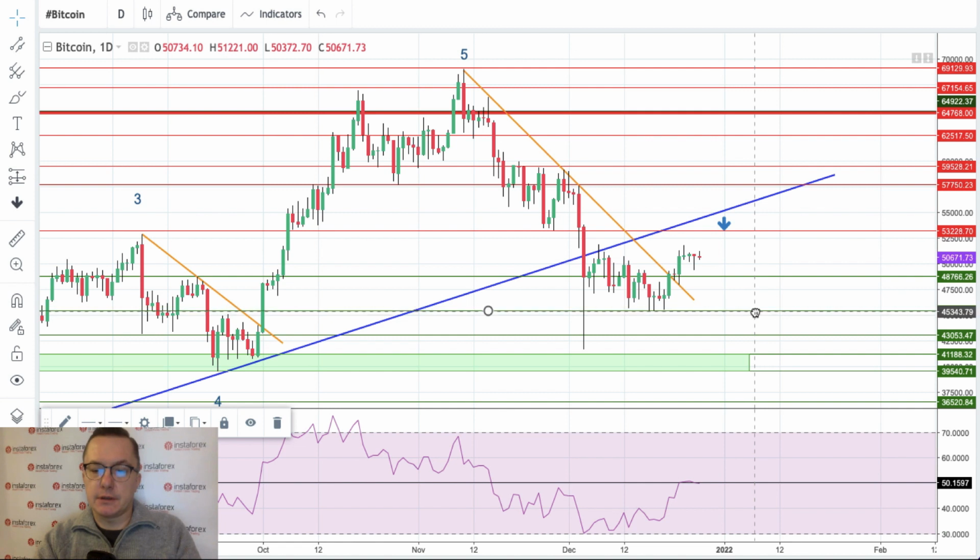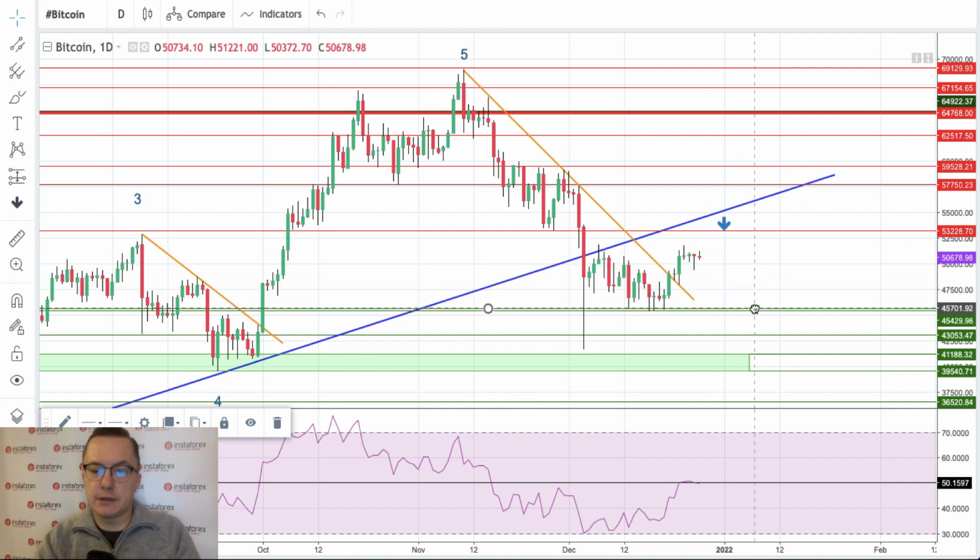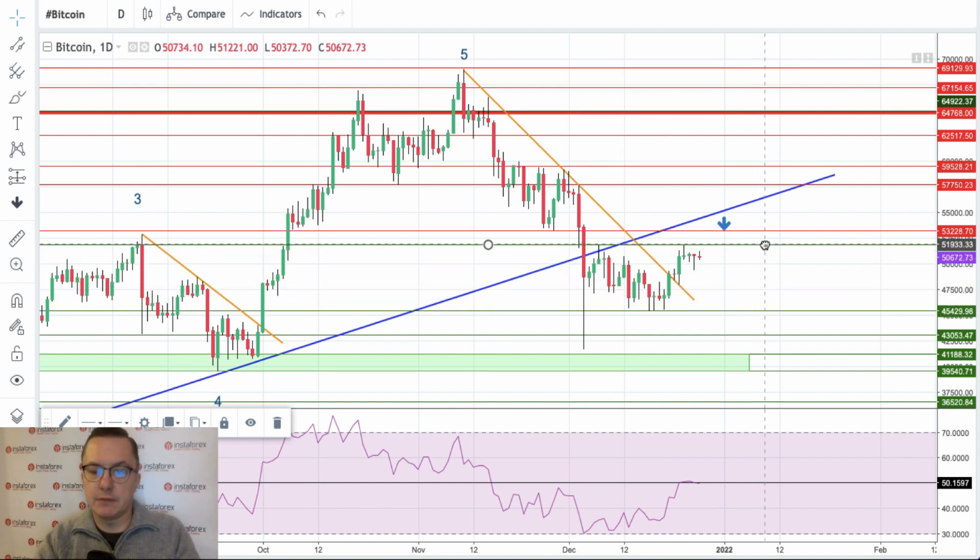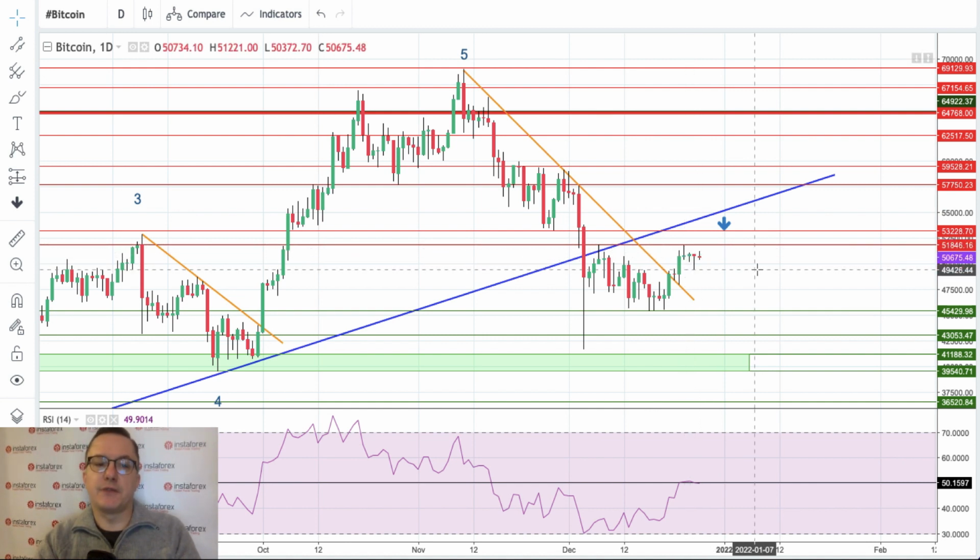Let me just adjust the current technical support levels. Basically, it looks like, yeah, we don't need this line anymore. Maybe this might be a little bit helpful because we see the technical resistance here. 51,846 is the local technical resistance for Bitcoin for this week.